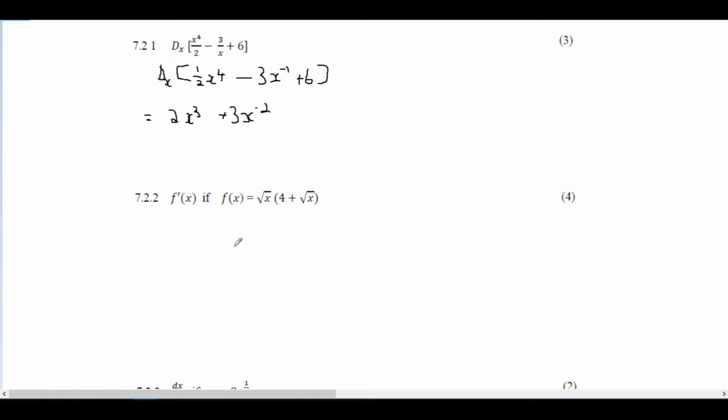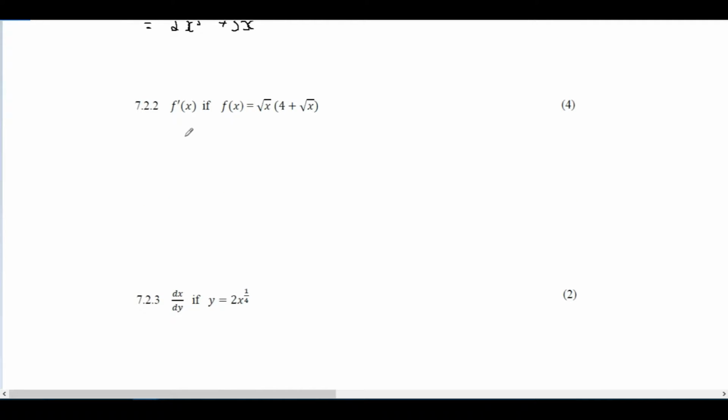Right, next question. Determine f prime of x, if f of x is equal to the square root of x multiplied by 4 plus the square root of x. So this is clearly in surd form. What we're going to do is convert it from surd form into exponent form. So this becomes x to the power of half multiplied by 4 plus x to the half.